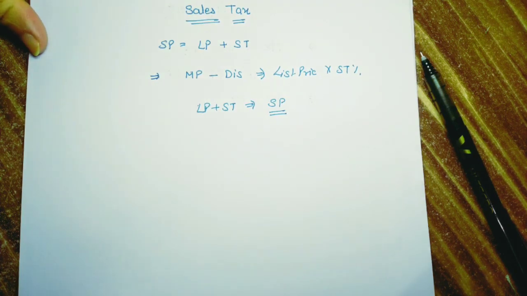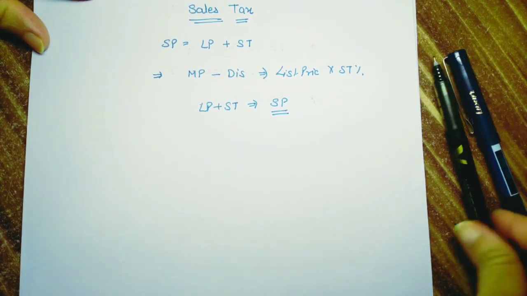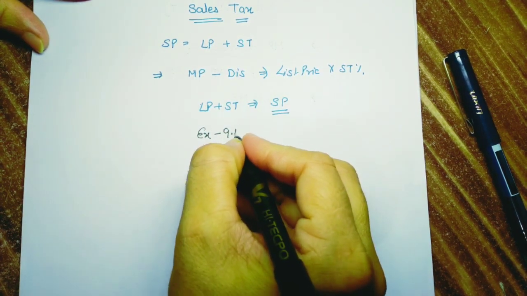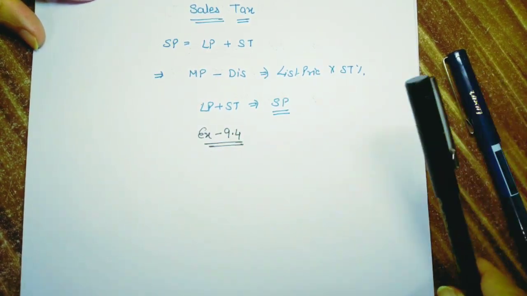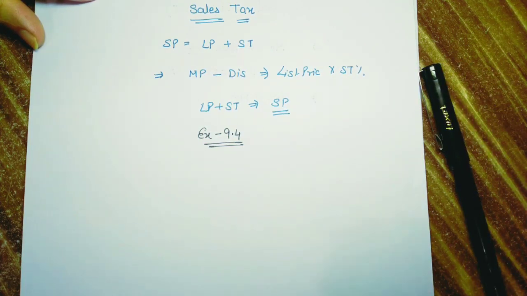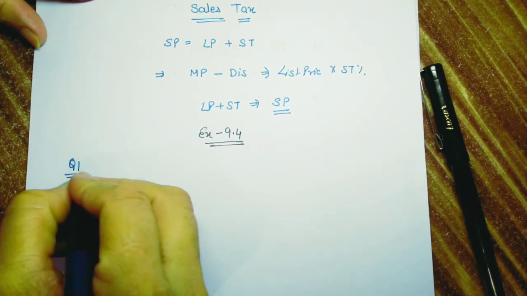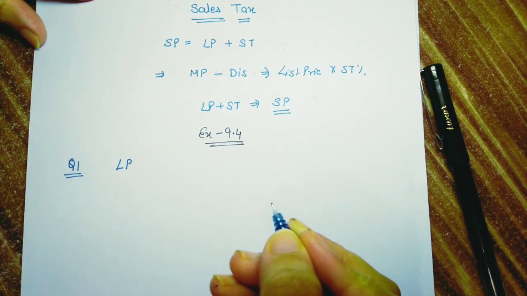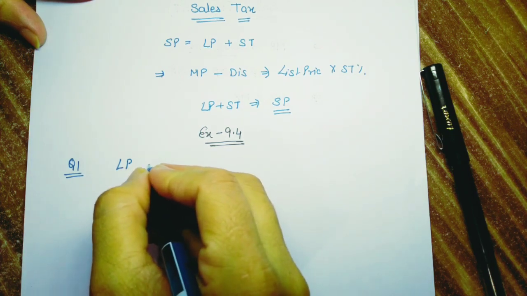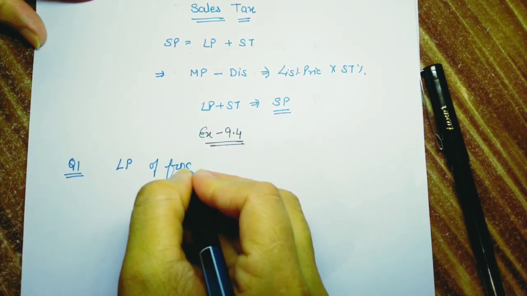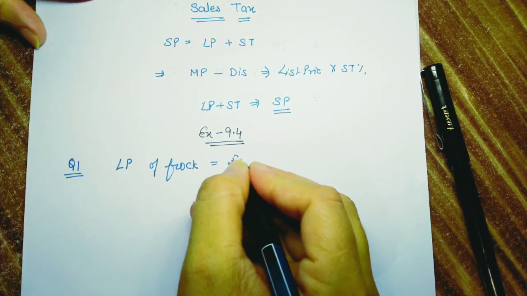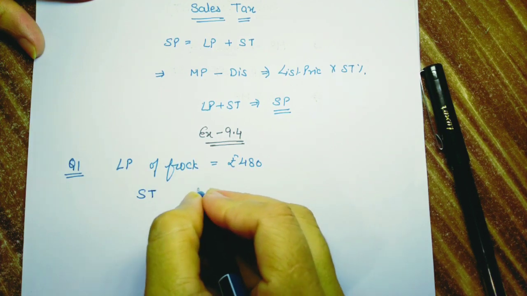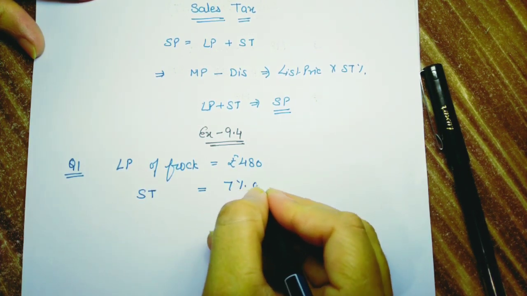So to make it more clear students, let's take some questions from our exercise number 9.4. In the first question, they have given the list price of a frock. So I am going to write the keywords of this question. They have given list price, which I am writing in short as LP. The LP of the frock they have given, students, is rupees 480, and then sales tax, that means ST, they are charging 7% on the frock.